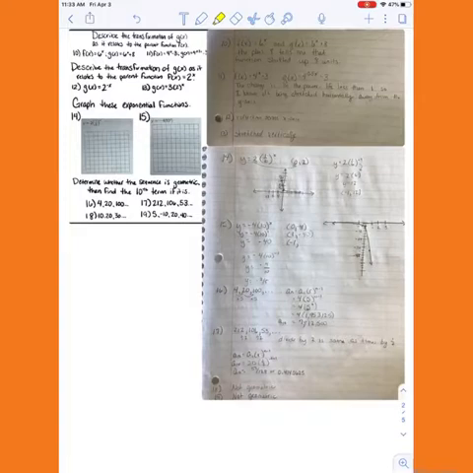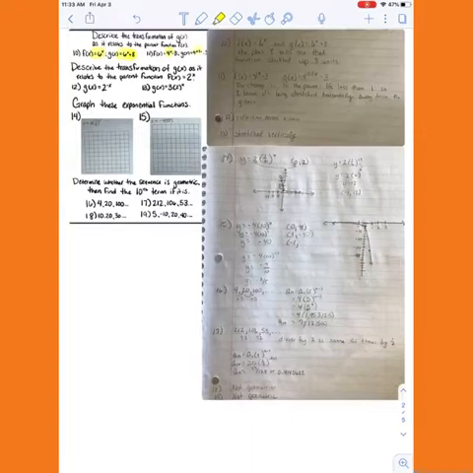We're starting with number 10, and it just wants us to describe the transformation that took place. So looking at this, I can see that the only thing that changed in the equation was we added 8 to the parent function. So if I add 8 to the whole thing, that tells me that the function just shifted vertically 8 units.